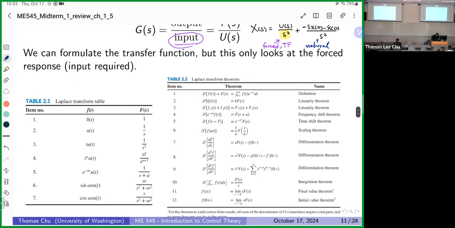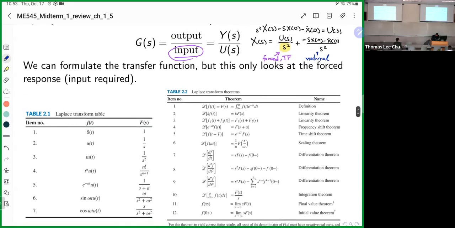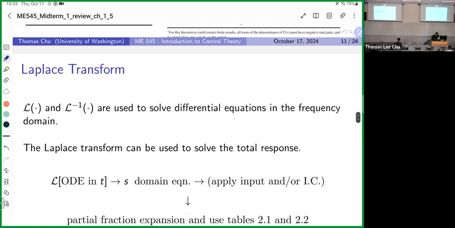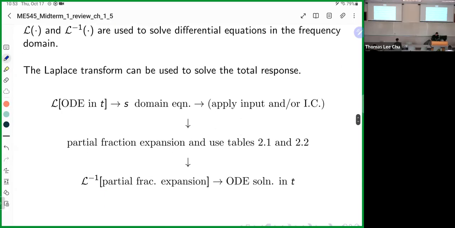And basically, you just use the Laplace transform tables and these properties to take the Laplace transform, get your frequency domain, rearrange it such that you can use this table, and then take the inverse Laplace transform to get the time domain solution. So basically, yeah, this summarizes that.